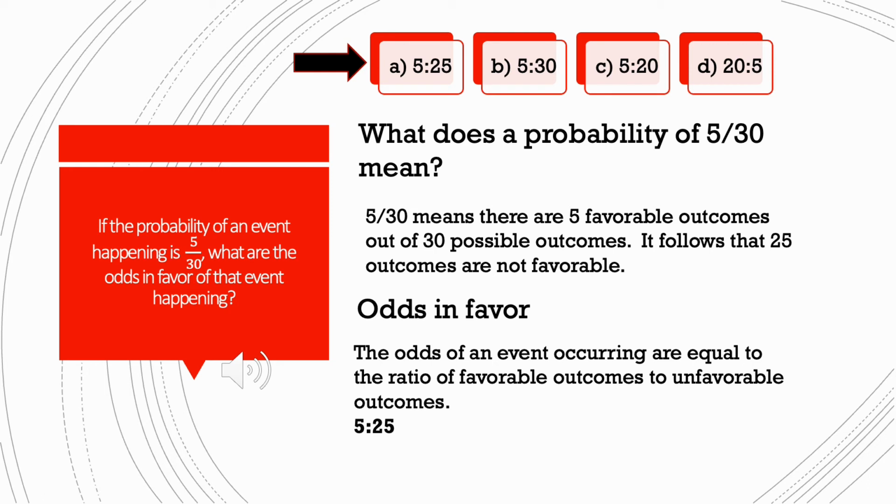So let's talk about this. What does a probability of 5/30ths mean, first of all? 5/30ths means there are 5 favorable outcomes out of 30 possible outcomes. So if 5 are favorable, it follows that 25 outcomes are not favorable. So how do we then take our probability and convert that to odds? Odds in favor of an event occurring are equal to the ratio of favorable outcomes to unfavorable outcomes, thus 5 to 25.